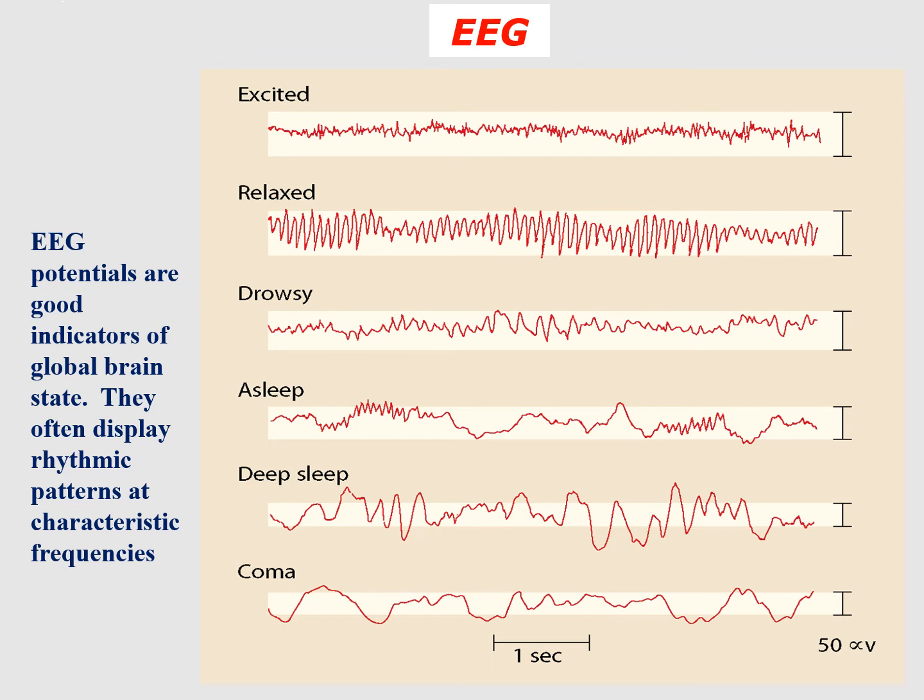For the excited state of the brain we have this type of graph. For the relaxed state we have this graph. For the drowsy state we have this graph. For the asleep state of mind we have this graph. For deep sleep of the brain we have this graph. When a person is in a coma we have this graph.